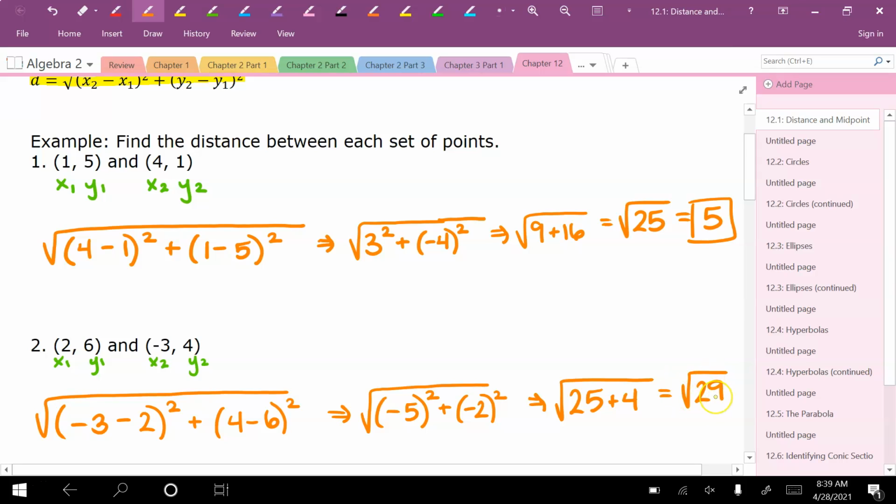So I don't think any out of that list above, so 4, 9, 16, 25, none of those are going to go into 29. So I'm just going to leave that one underneath the square root. I can't really break that one down like I could with the 25.